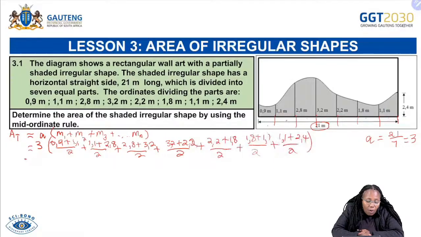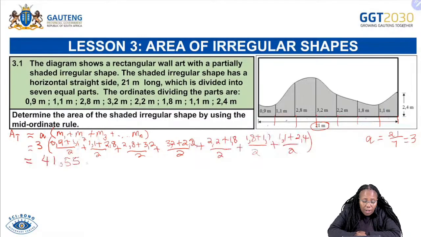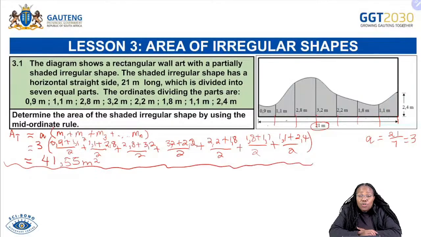And then now all of this into your calculator. Can you see that fraction is very long? So the first formula will be giving this long calculation grade 12, but eventually you will have the same answer, 41,55 square meters. That is the total area for that particular shaded irregular shape.